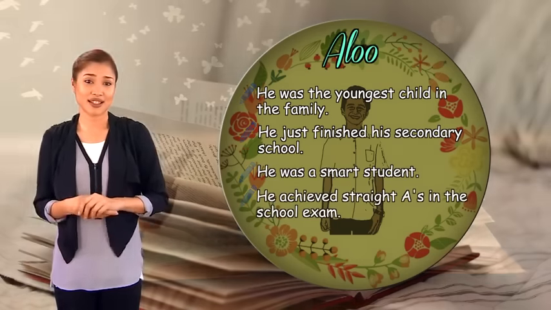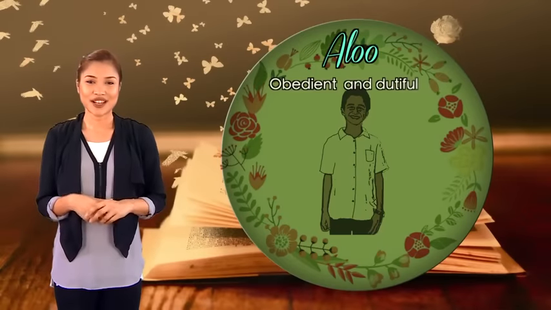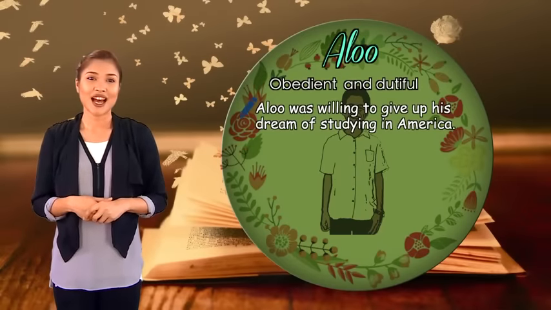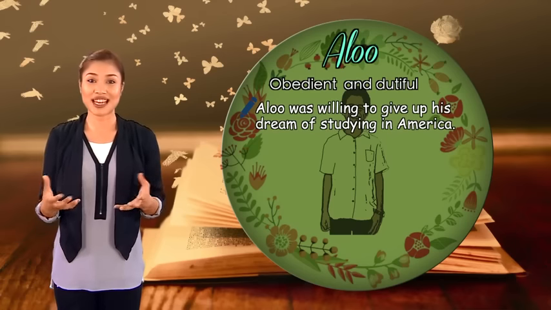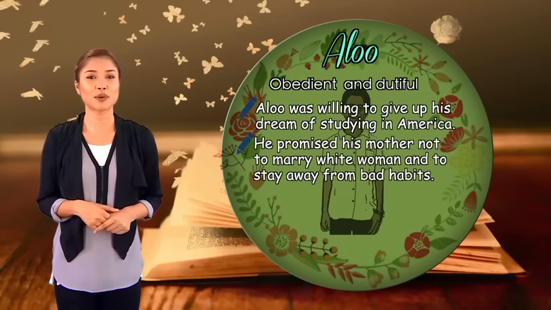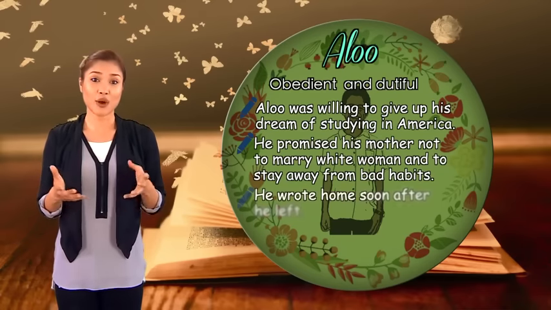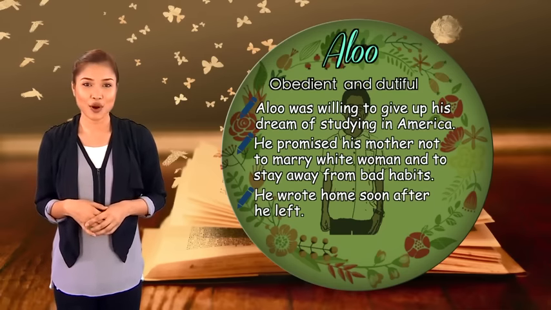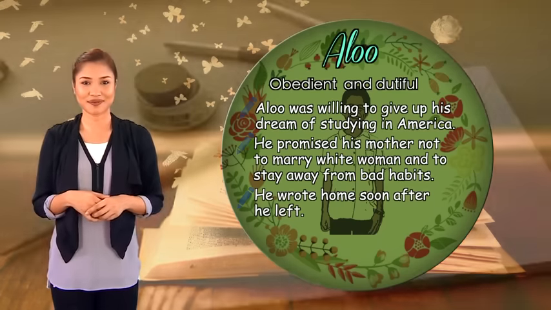Alu has several characteristics. Firstly, he was an obedient and dutiful child. Alu was willing to give up his dream of studying in America when his mother disapproved of his decision. He also promised his mother not to marry a white woman and to stay away from bad habits. He wrote home soon after he left.